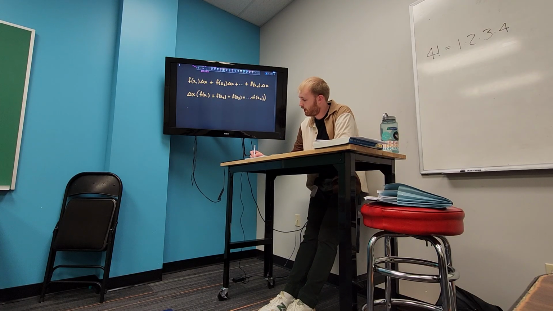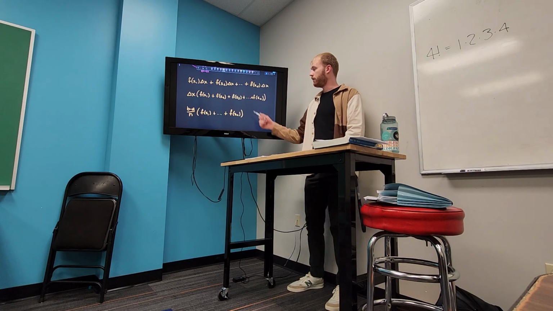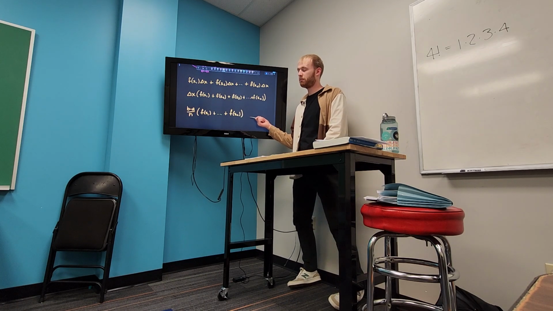B minus A over N. So we could substitute that if we want to. Again, we don't have to, but we could if we want to, just to see it. I'm just going to put it there for visual sake. Okay, this is what we call a Riemann sum.